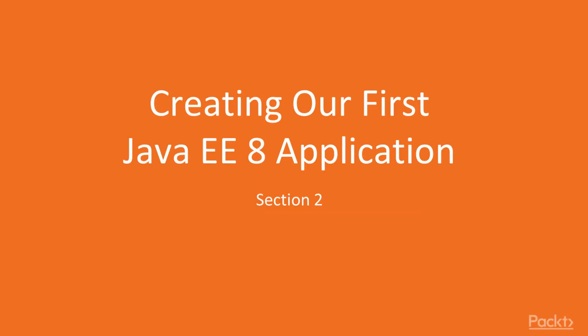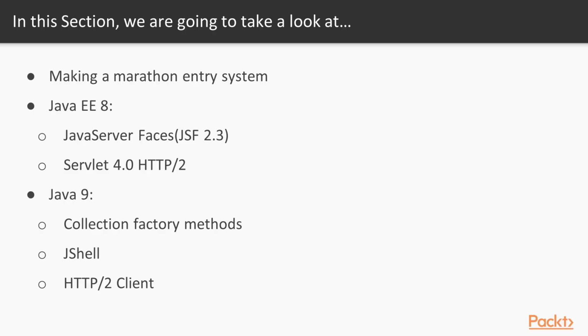In this section, we will be creating our first Java EE8 application. We will be creating a marathon entry system, which will allow runners to enter and view running races.